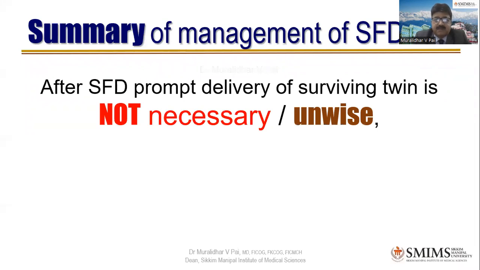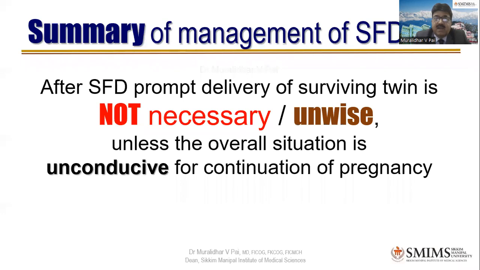After single fetal demise, prompt delivery of the surviving twin is not necessary. That means immediate delivery of the surviving twin is not necessary, and not only that, it is unwise unless the overall situation is unconducive for continuation of pregnancy. That means suppose there are other comorbidities which have led to the demise of the fetus, then probably yes.